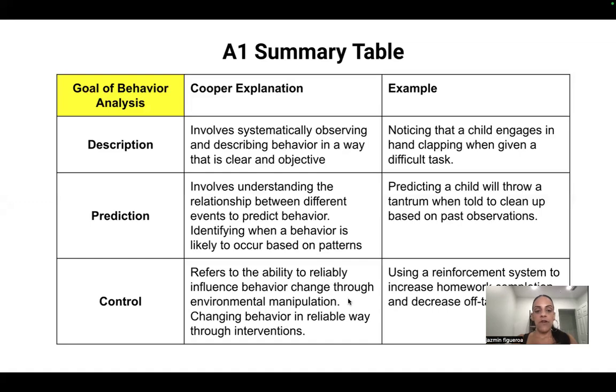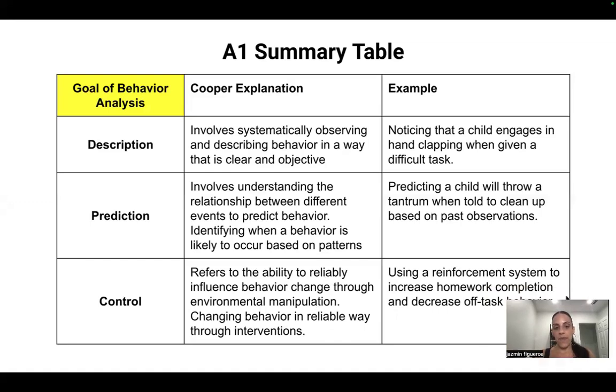And then control refers to the ability to reliably influence behavior change through environmental manipulation, a change in behavior in a reliable way through intervention. So, using a reinforcement system to increase homework completion and decrease off-task behavior. Here we're influencing behaviors by adding something. We're going to add a reinforcement system to influence the behavior of homework completion, anything that influences. So that's the control.